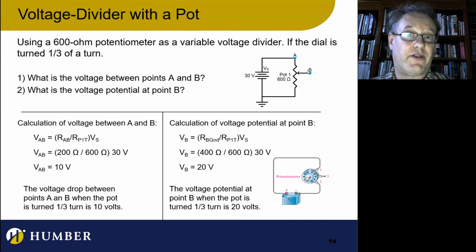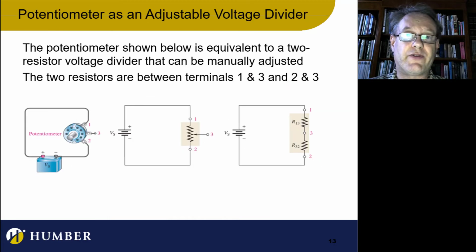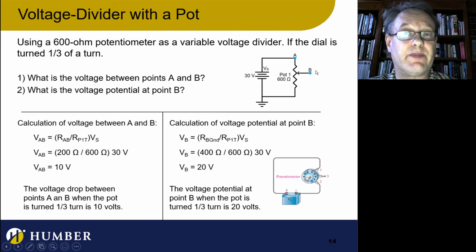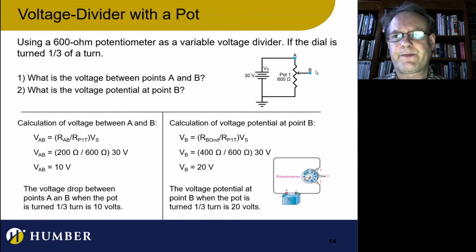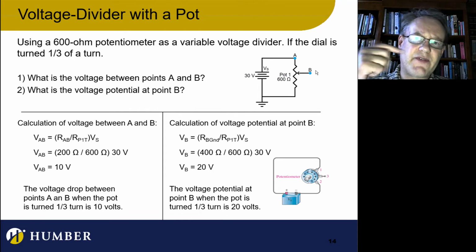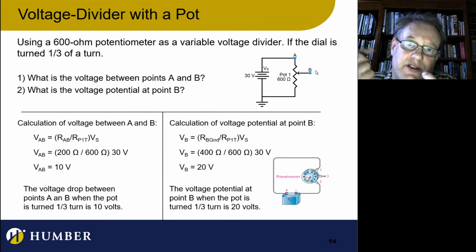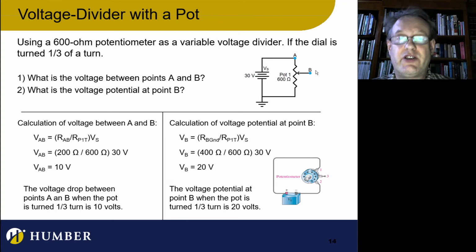I've turned it 1/3 of the way. If I tap into that point B, or actually point 3 here, and I want to study the voltages across my pot, then I can just use the voltage divider, because what I've got now is two resistors inside that are connected in series together. One resistor is going to be 200 ohms, and the other is going to be 400 ohms, if I've turned it 1/3 of the way.